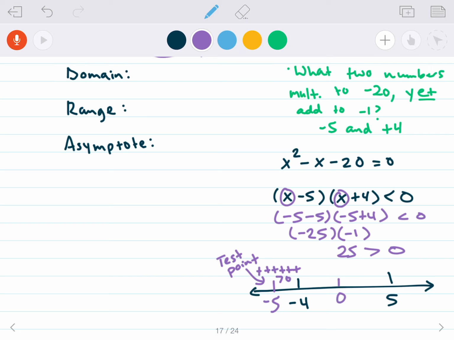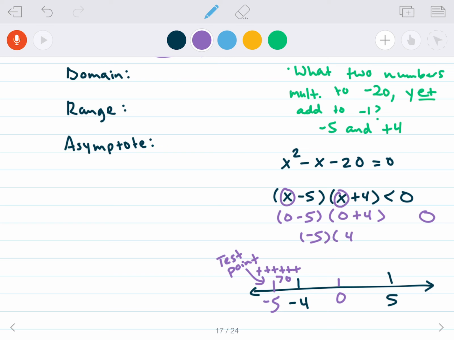How about I pick 0 as a test point? If I pick 0 as a test point and I plug that into these values here, I get 0 minus 5 times 0 plus 4. And how does that compare to 0? Well, I get negative 5 times a positive 4, which is negative. And that's going to be less than 0. So from negative 4 to 5, I'm getting numbers that are less than 0.